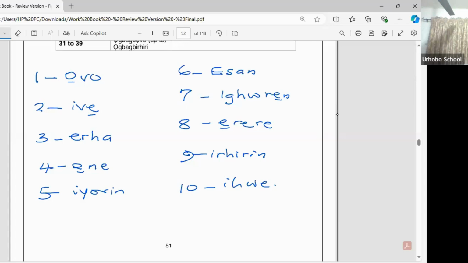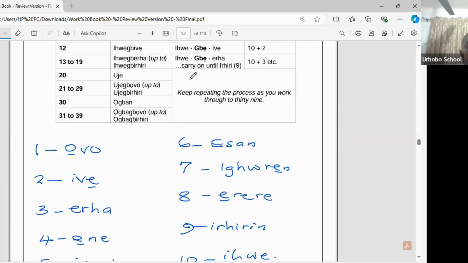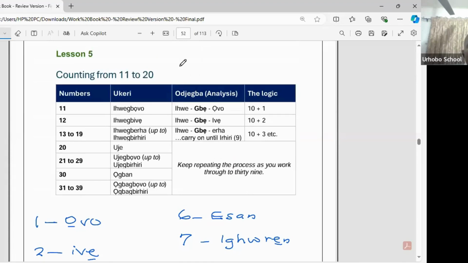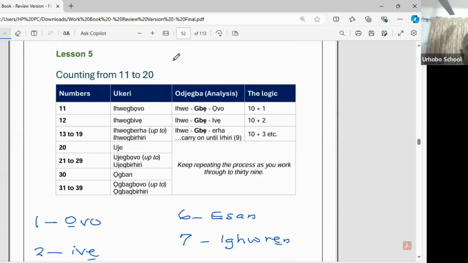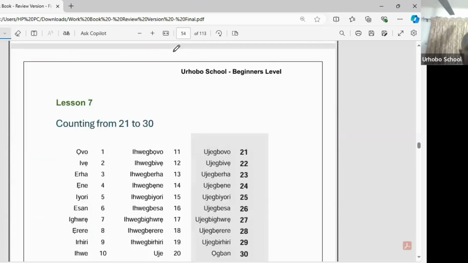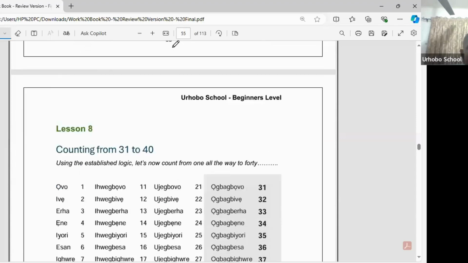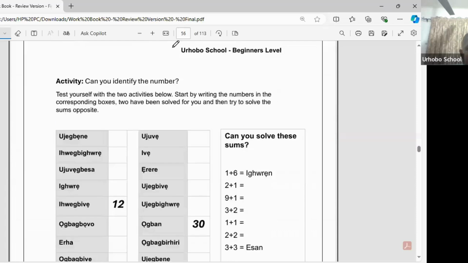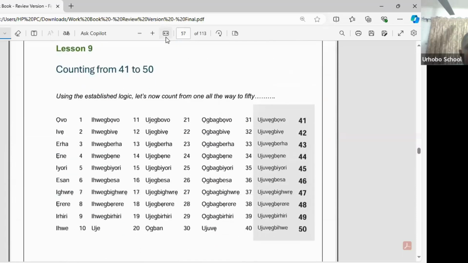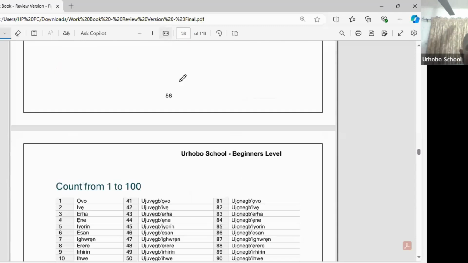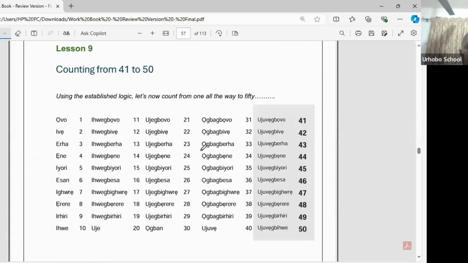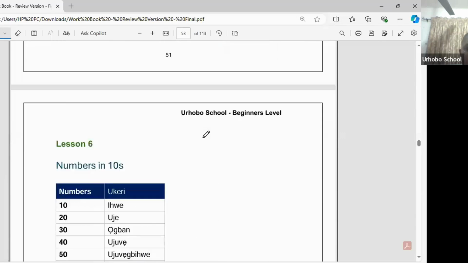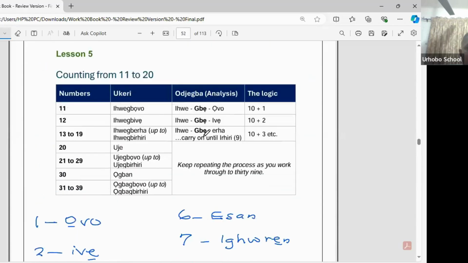In today's class, we're doing lesson 5, lesson 6, lesson 7, lesson 8, lesson 9. These are the things we'll be doing, because once you know 1 to 10 in Urhobo, it's pretty easy for you to know the other numbers.